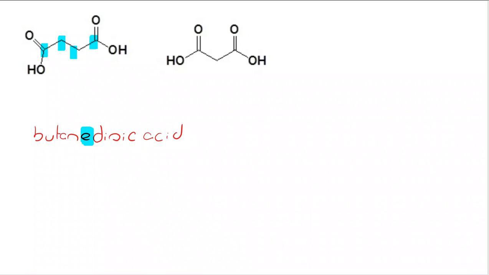So butanedioic acid. On the second example here, it's 3 carbons in the chain, it's 2 carboxylic acids, so this one is propanedioic acid. Again, that E is absolutely crucial.